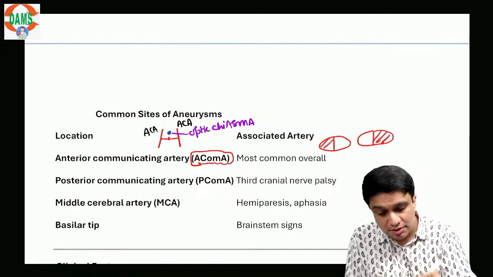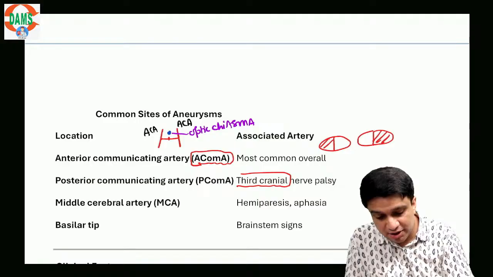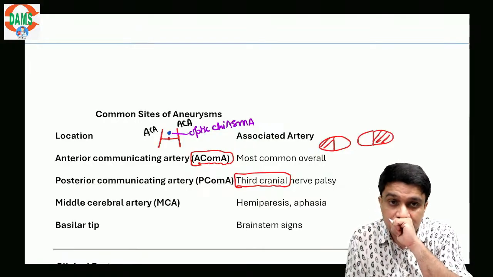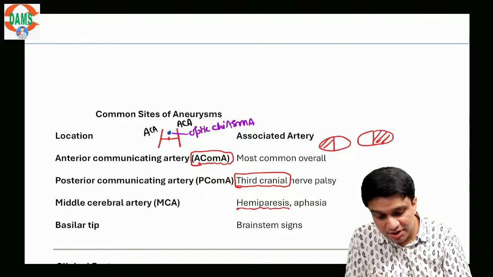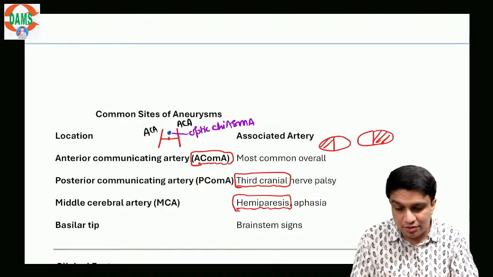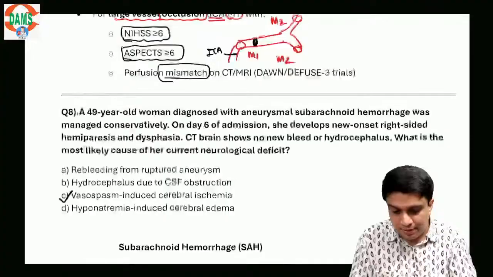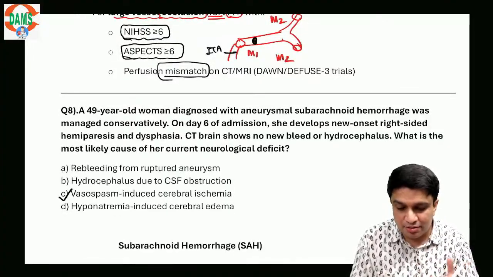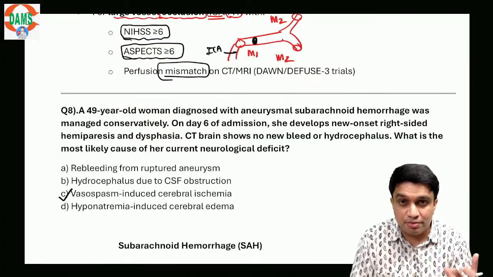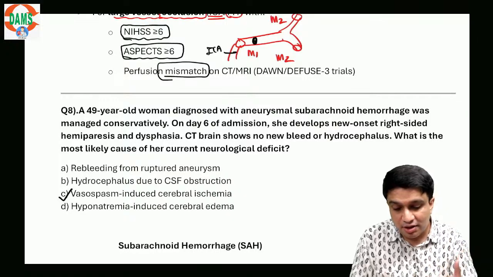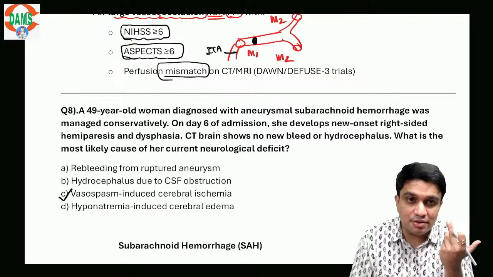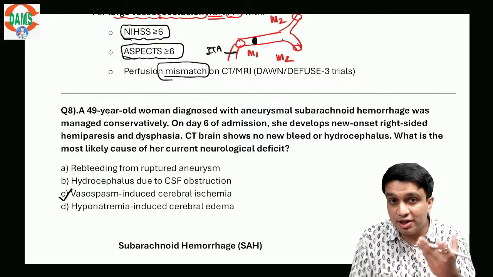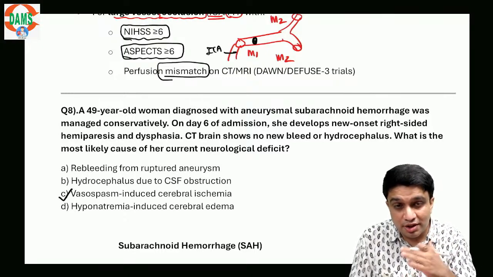PCOM aneurysm. Please remember there is a third cranial nerve palsy which happens. Hemiparesis happens when there is an MCA aneurysm. Someone asked me, sir, that question that you are discussing, the patient had some aneurysm rupture, you treated or managed conservatively. Now this patient has come with this problem, hemiparesis. Now where is the aneurysm, sir? Is it at the most common site, ACOM, ACA? No. Look at the concept.